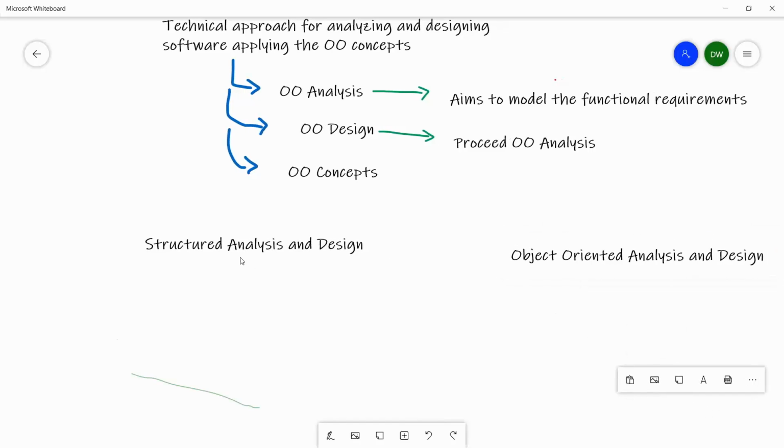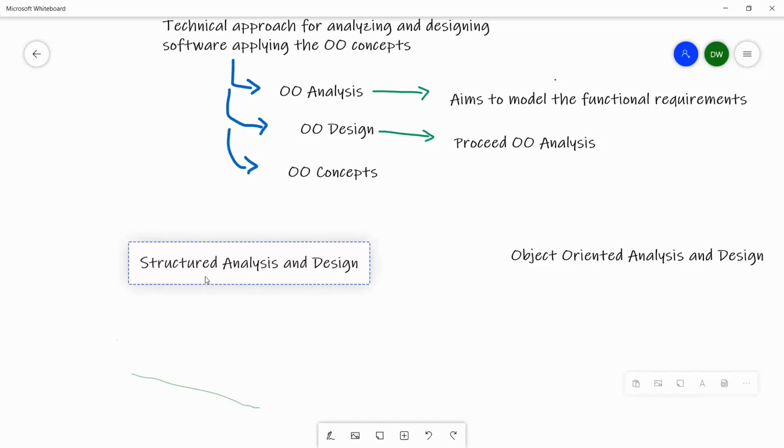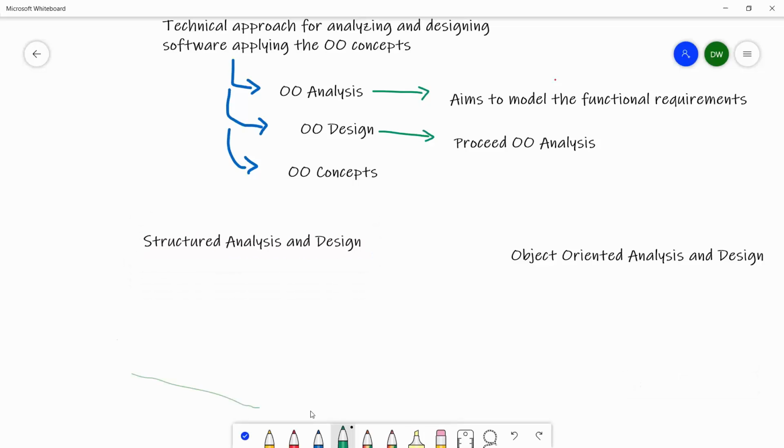Right? So in both these analyzing and designing techniques, we have a number of diagrams to draw. When you learn this subject further, you will learn how to draw those diagrams. For an example, when we talk about the structured approach, we draw diagrams like DFD and structure chart.